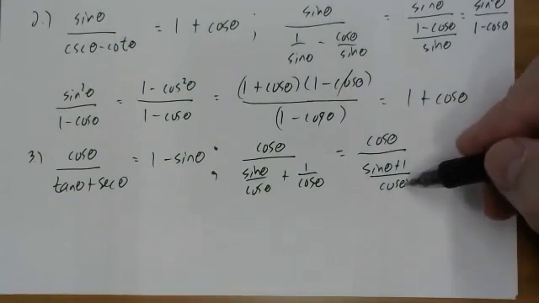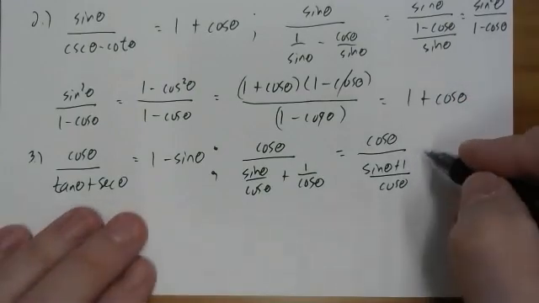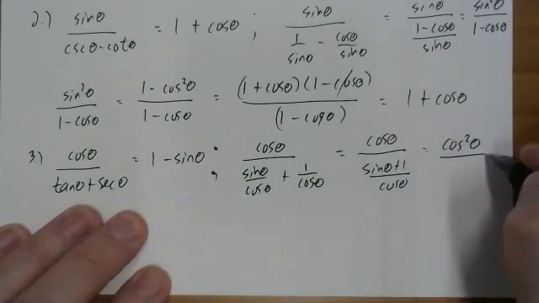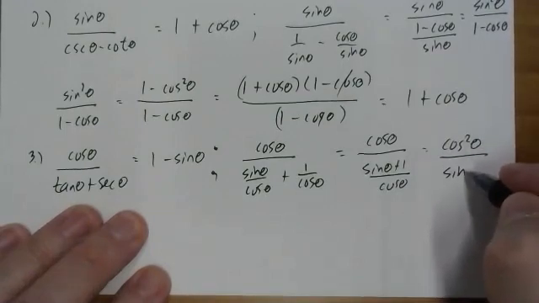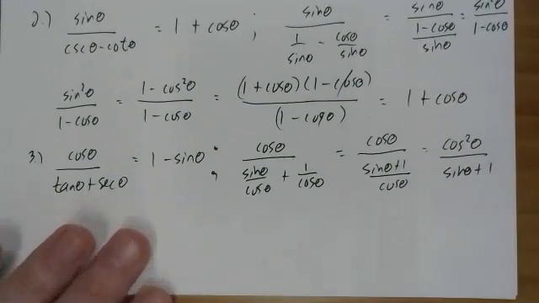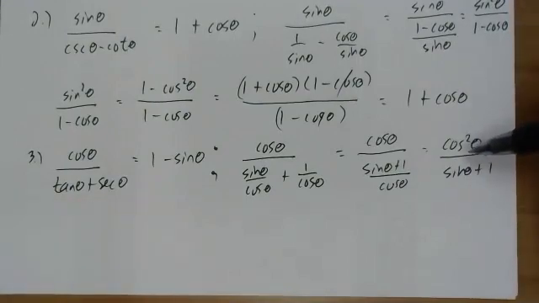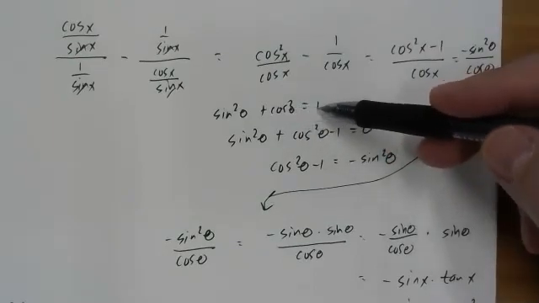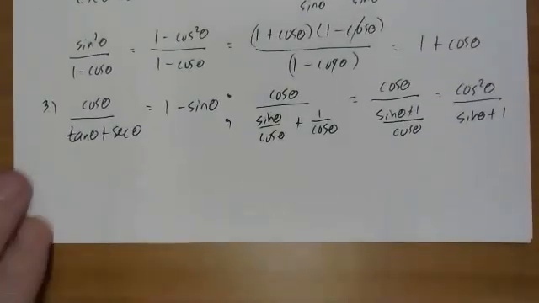And now I can simplify this complex fraction. What's going to happen is this cosine is going to go to the top. Now this is beginning to look like the problem I just finished, because what I'm going to do is substitute in for cosine squared theta. I'm going to go back to this identity. Cosine squared theta is 1 minus sine squared theta.